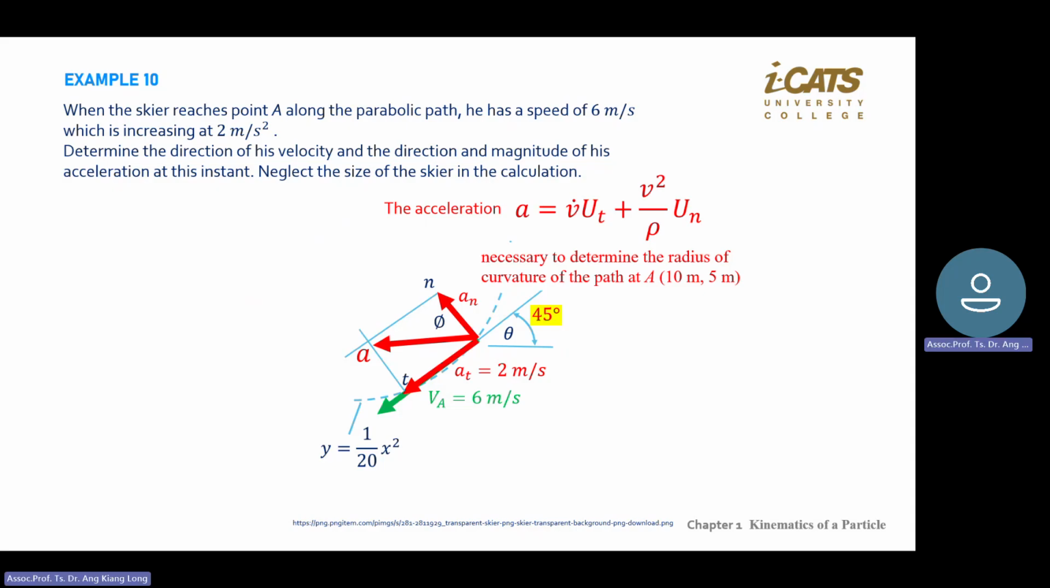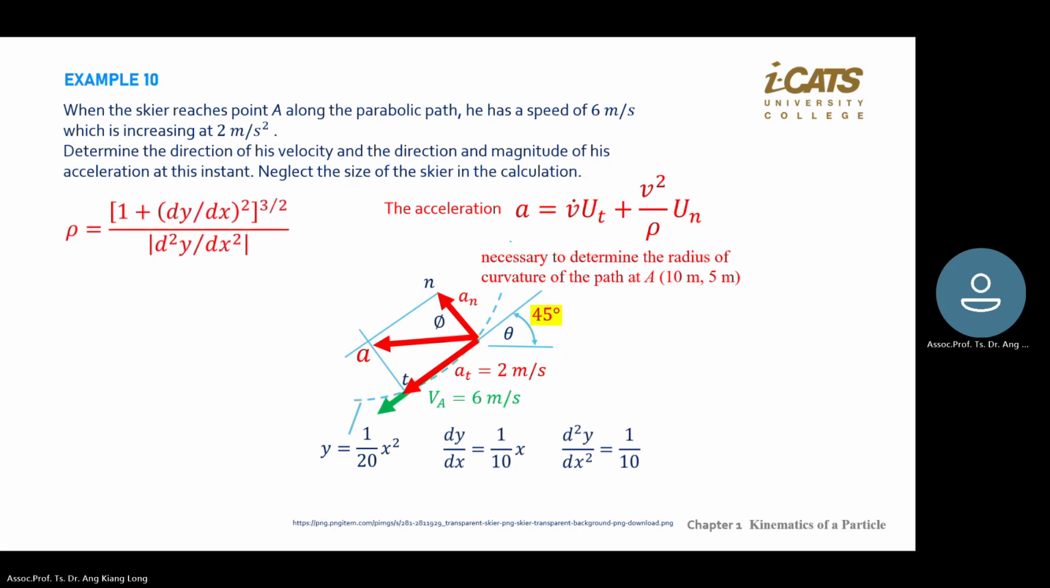So it is necessary to calculate the radius. Why? Radius is not given, and you need the radius to calculate the AN component. So call this equation out: y equal to something. You do dy/dx, you do d squared y over dx squared. So dy/dx equal to 1 over 10x. The double differentiation of your y, you get 1 over 10.